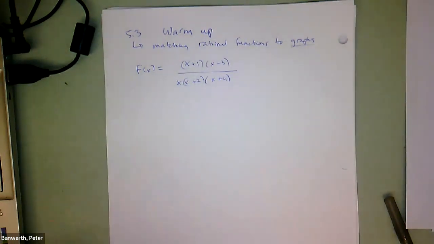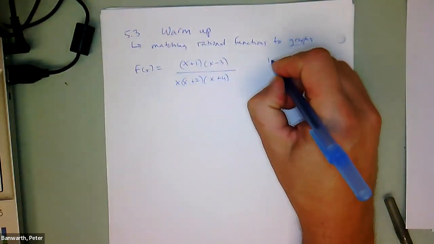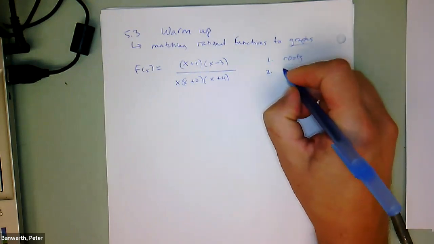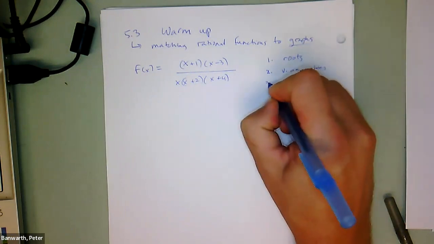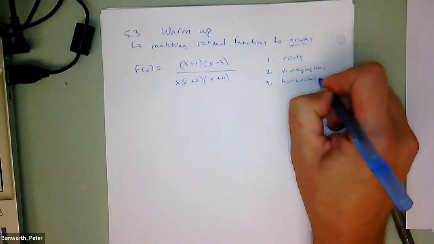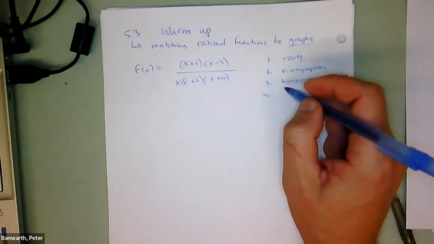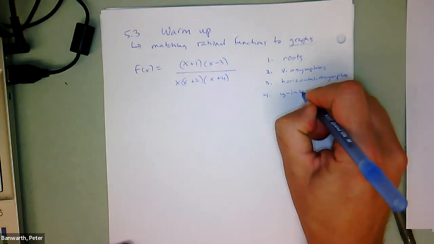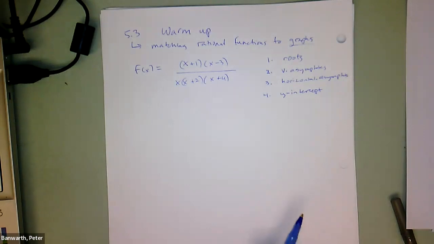Okay. So what do we like to know about rational functions? We like to know the roots, the vertical asymptotes, the horizontal asymptotes, maybe the y-intercept, if there is one. There isn't always one. There's no y-intercept here, and you'll see why.